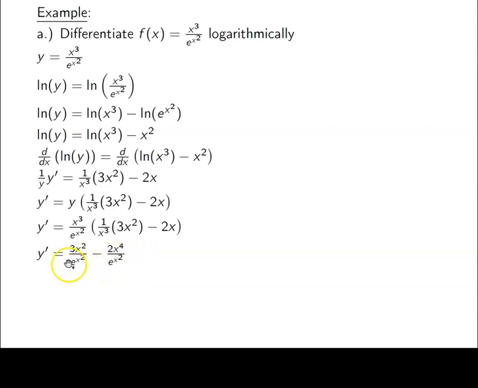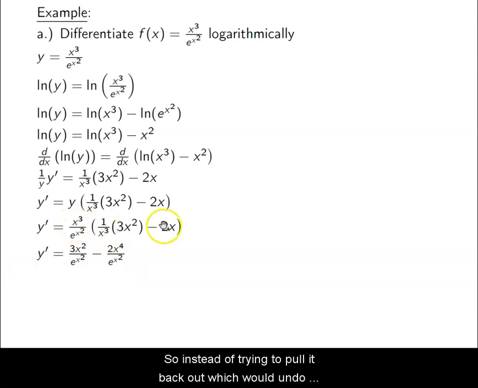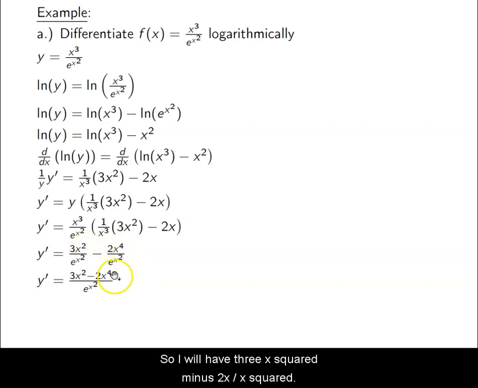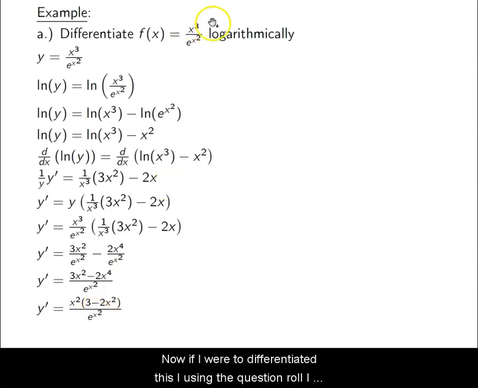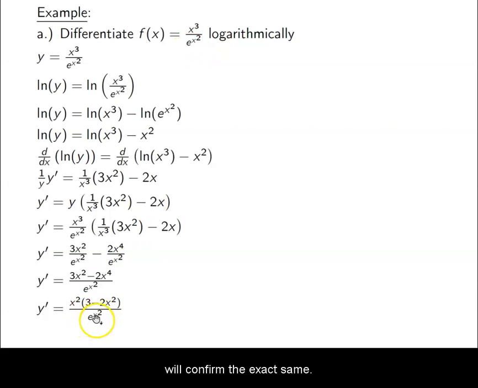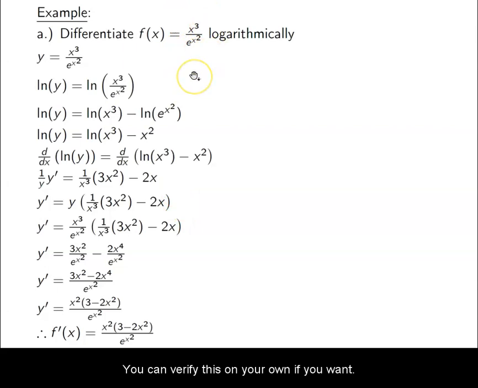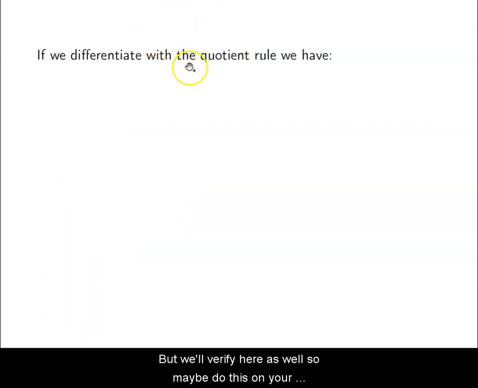Notice now I have a common denominator. So instead of trying to pull it back out, which would undo what I did, I'll just combine them over their common denominator. So I will have 3x squared minus 2x to the 4th over e to the x squared. Here I can pull out the common x squared, and this is my answer. Now if I were to have differentiated this using the quotient rule, I would have gotten the exact same thing. You can verify this on your own if you want, but we'll verify it here as well.